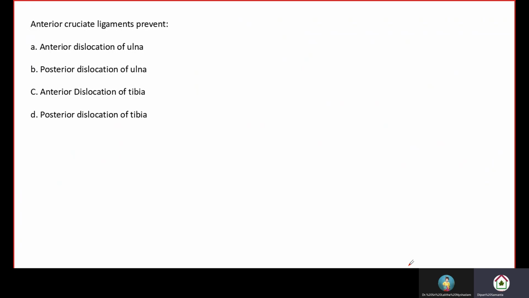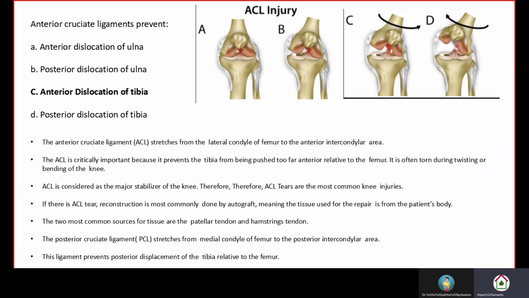Okay, next question. Anterior cruciate ligament prevents anterior dislocation of ulna, posterior dislocation of ulna, anterior dislocation of tibia, or posterior dislocation of tibia. So anterior cruciate ligament prevents what? Anterior dislocation of tibia.